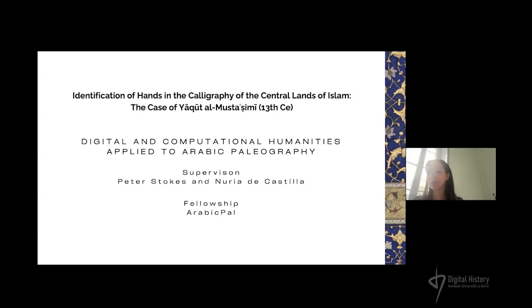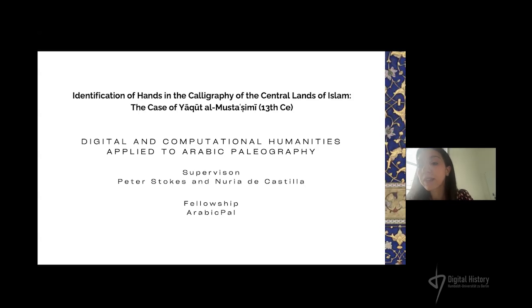So I hold a doctoral fellowship in modeling and digital analysis of Arabic paleography for the Arabic Pal project, which is run by Judith Schlanger and Peter Stokes also. And my research project, of course, is an intersection between paleography and digital methods, but it really is exploring the potential of computational methods for paleographic analysis and specifically for scribe identification.